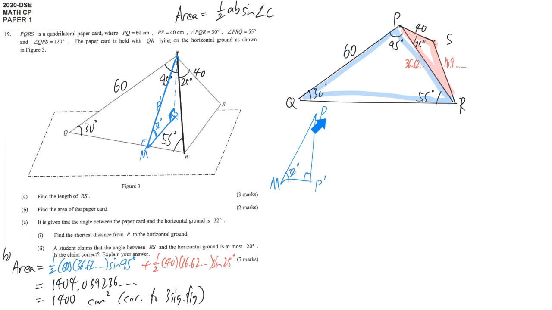They are asking for the shortest distance, that means P prime here. We want to get X. What we know, we can find out PM because it's just a perpendicular line here. So we draw PM on our graph.